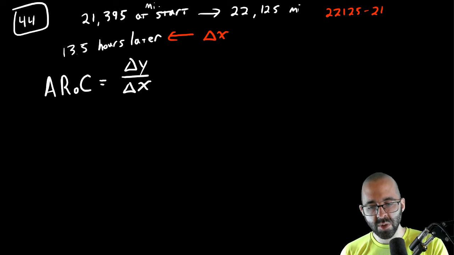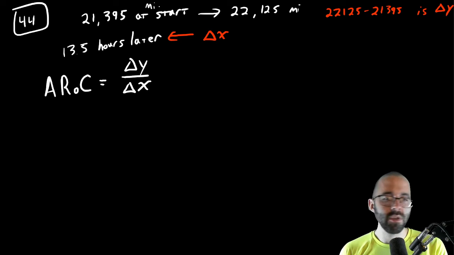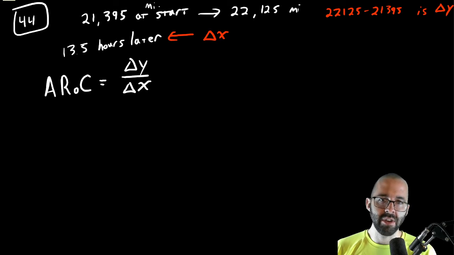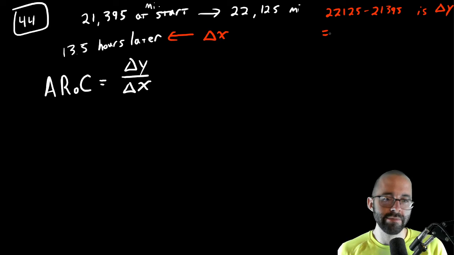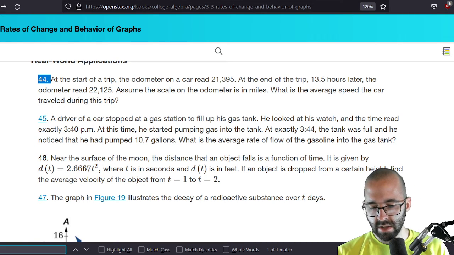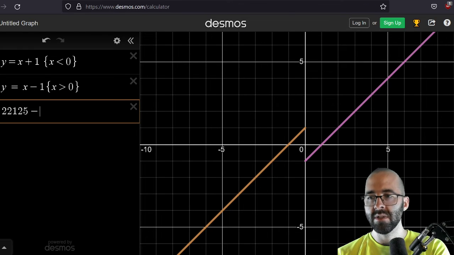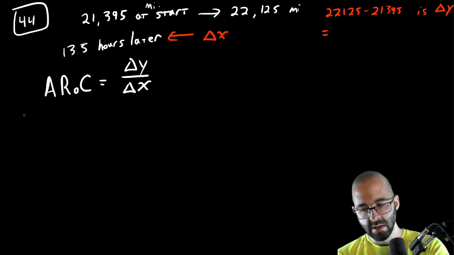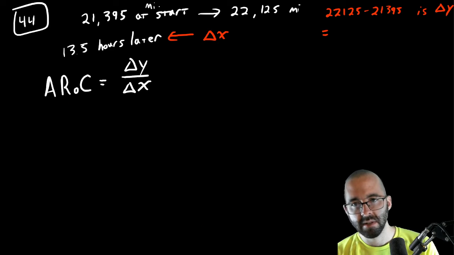22,125 minus 21,395. That's the change in y. You could also use the other formula that we've been using for everything, but this is another kind of perspective. So let's calculate that out. We can use Desmos if we wanted. 22,125 minus 21,395. That's a difference of 730 miles.